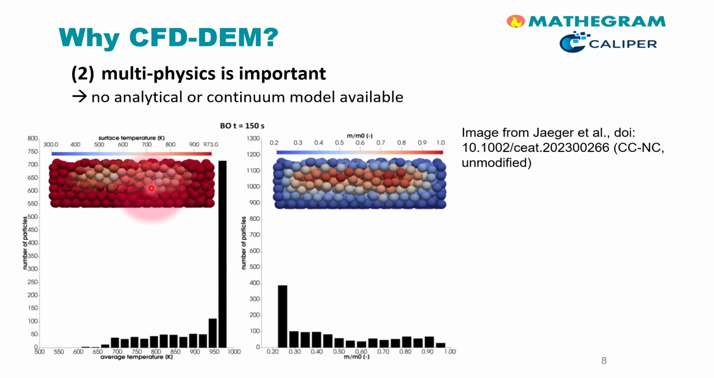Also typical for such applications is that there is a distribution of particle temperatures, here on the left, as well as of particle masses, here shown on the right. Capturing this distribution is critical for accurate predictions of process performance. For example, how quickly this bed of particles can be combusted.